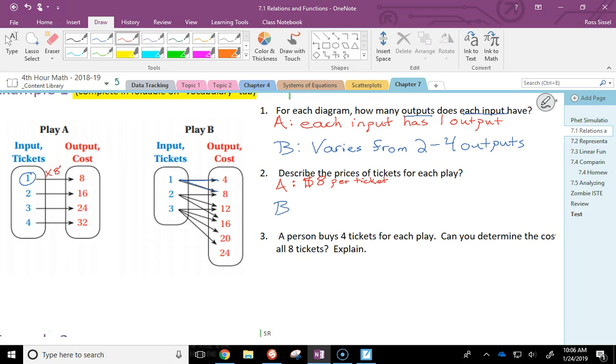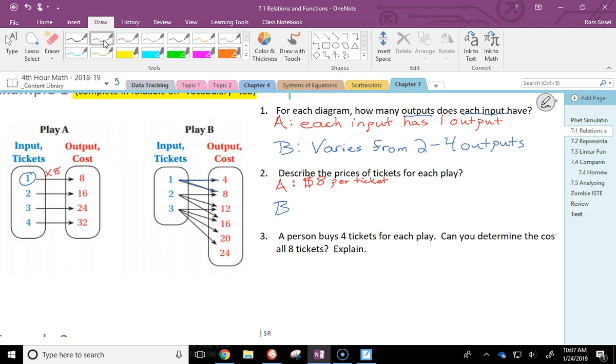Okay, what about B? I'm going to pause just so we don't get all the recording up. I'm going to give you about 30 seconds. I want you to really focus your brain. Figure out, can you get the answer? How much did the tickets on play B cost?